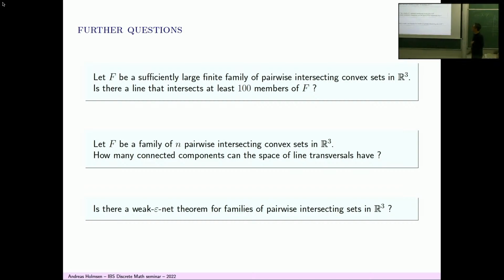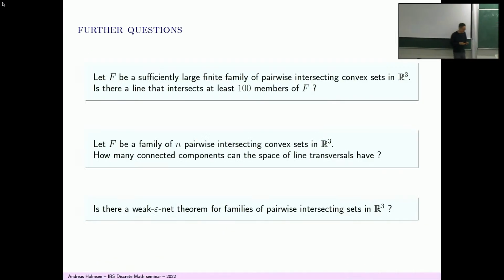I don't know. And so then the last question: is there a weak epsilon net theorem for families of pairwise intersecting convex sets? Okay, it was the last slide. Pairwise intersecting convex sets. I don't see how our construction works with pairwise intersecting convex sets. So there, I think that could be the right question to ask.